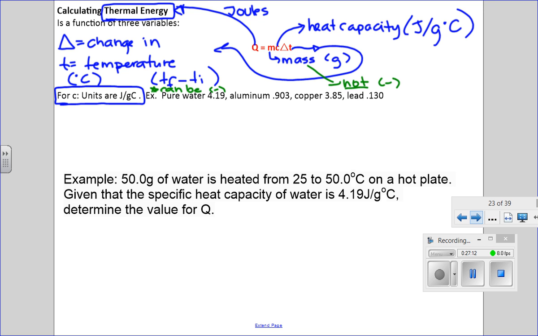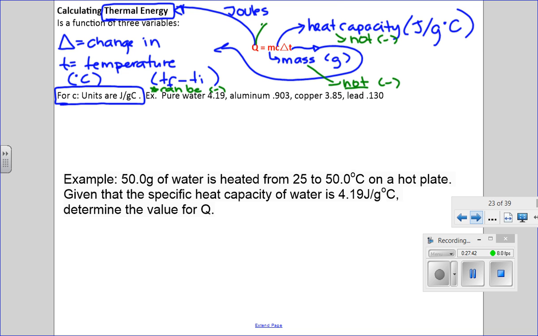Mass cannot be negative. If you get a negative number as the mass, something's wrong. You can't have negative mass. That's not a thing. That just wouldn't happen. It's not possible. Heat capacity should also not be negative, because by definition, heat capacity is how much energy it takes to raise the temperature of 1 gram by 1 degree Celsius.